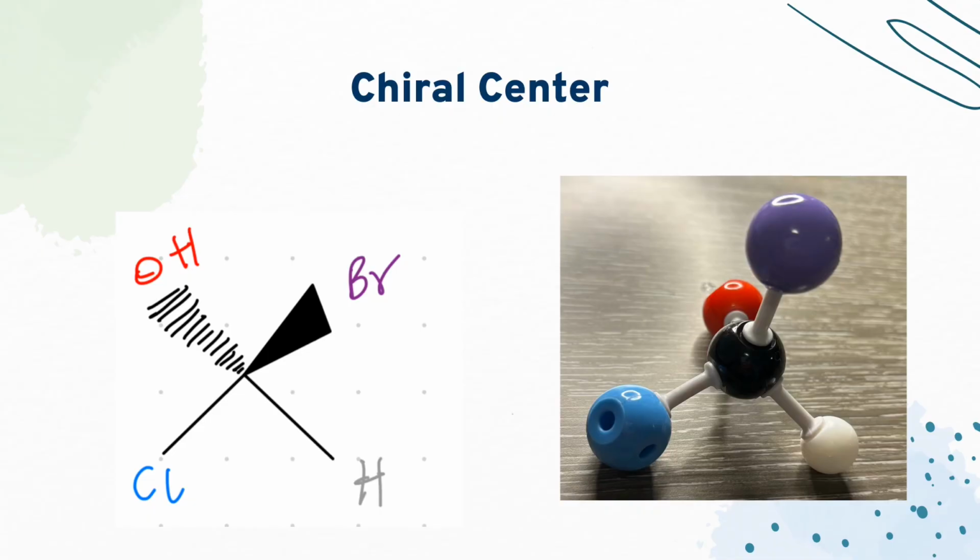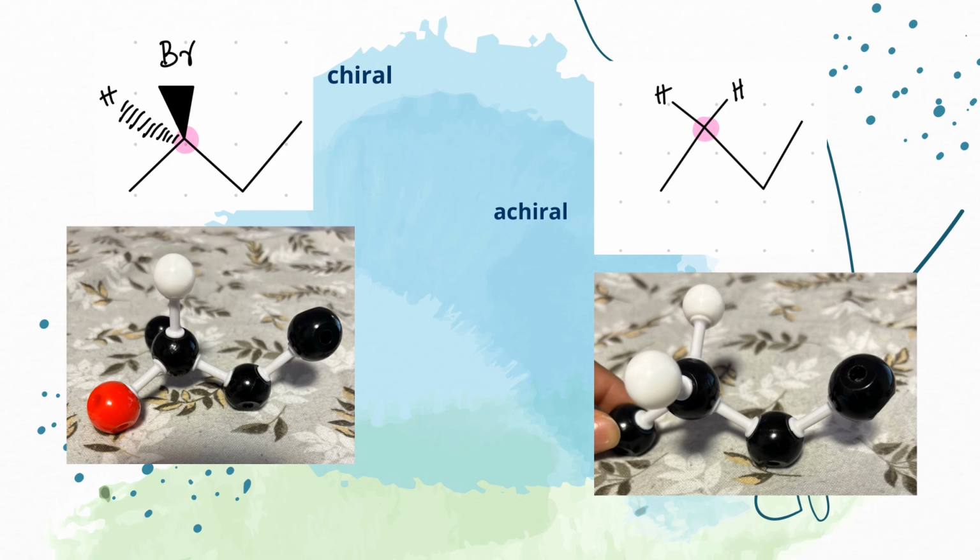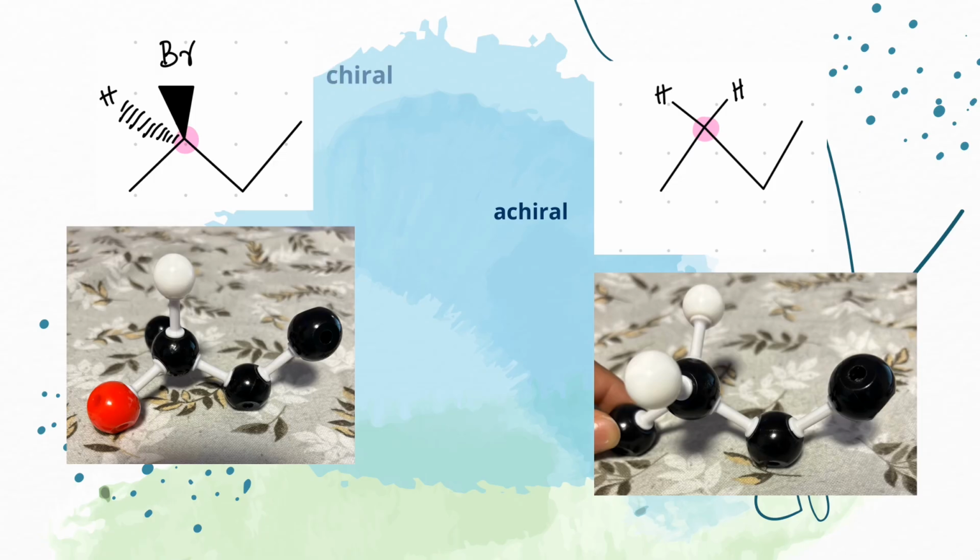Some compounds have what is known as a chiral center. In simple terms, this is when you have 4 different functional groups attached to a carbon. Like the bromine in purple, hydroxyl in red, chlorine in blue, and hydrogen in white. The molecule on the left is chiral because it has 4 different functional groups attached to it. The one on the right is not chiral, or in other words, achiral, because it has 2 identical things, that is the hydrogens, attached to it.